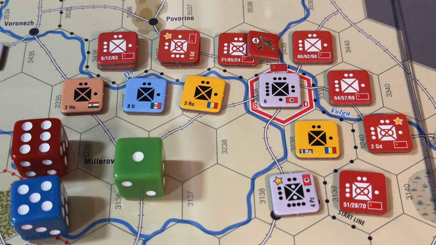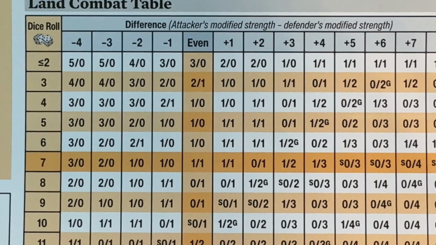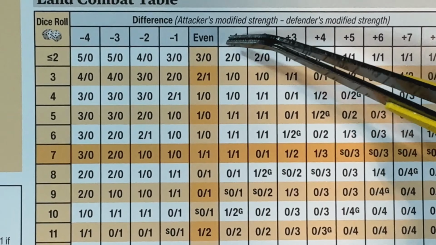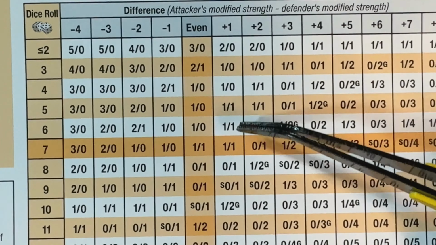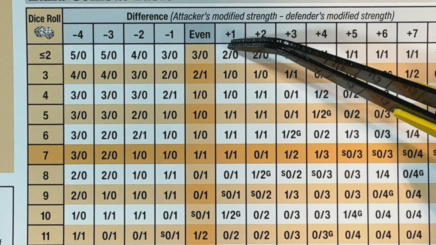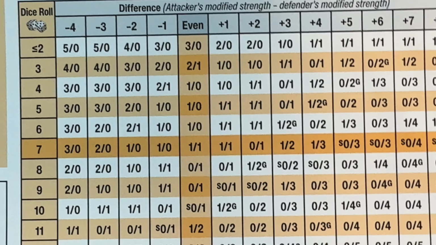All of these modifiers we went over can all be found on the player aid card for land combat. Very easy to reference as you actually play the game. And on that same player aid card, I just want to display real quick, we can see the actual combat table here, and we would be looking at this +1 column for this particular action because of the combat strength of the attacker minus the combat strength of the defender.